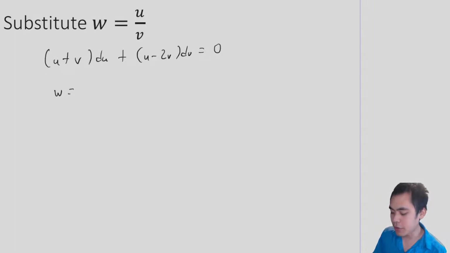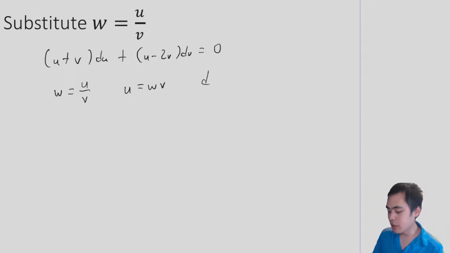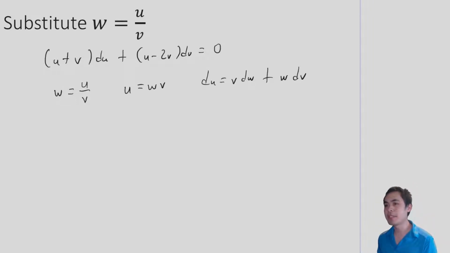And let's try a new substitution. w is equal to u over v. So note that looks a lot like the substitution we did earlier of x over y. It's just that our variable names are different here. So what we're going to get is u is equal to wv, and therefore du is going to be equal to v dw plus w dv. We're doing the same type of substitution as we did in the previous problem.